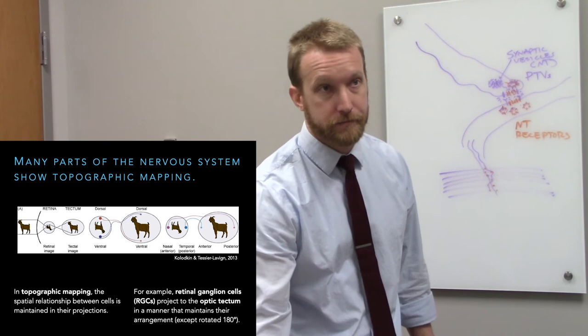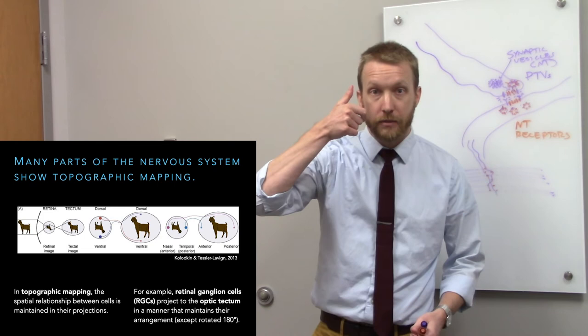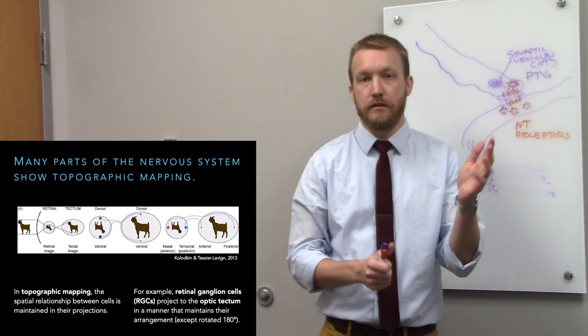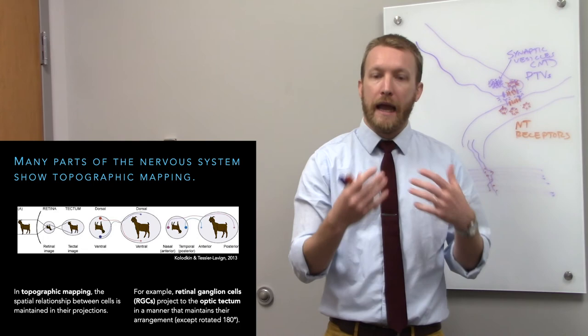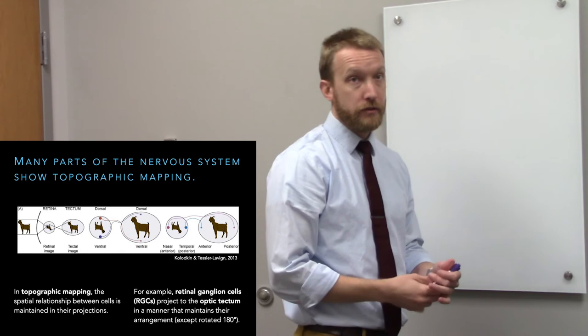For example, the visual system here. When you look at a goat, that goat gets inverted in your retina because of the lens. The neurons in the retina then project to the thalamus, the lateral geniculate nucleus. We're calling it the tectum here because they're in amphibians. But it gets flipped again. And the reason it gets flipped is because of how those neurons migrate their axons. But it is true that the neurons near one another in the retina will target neurons near one another in the thalamus.